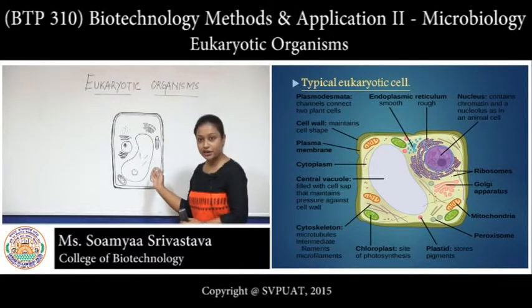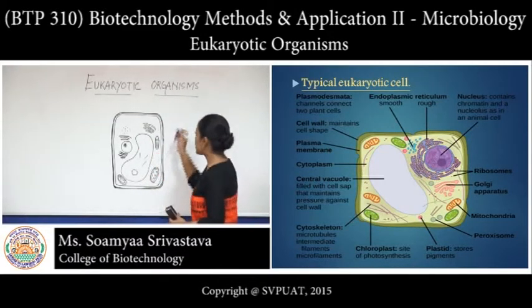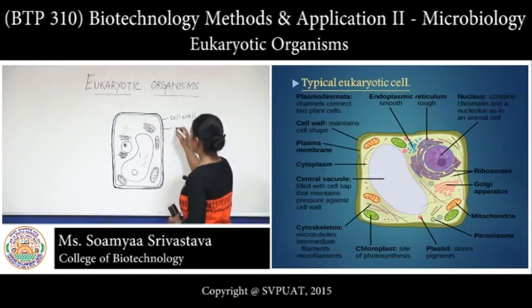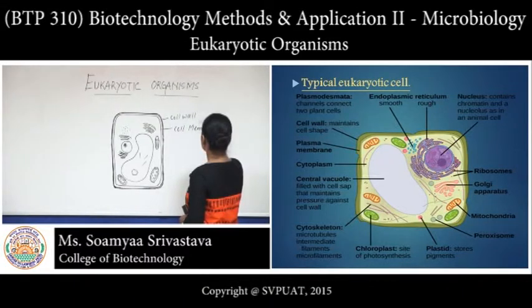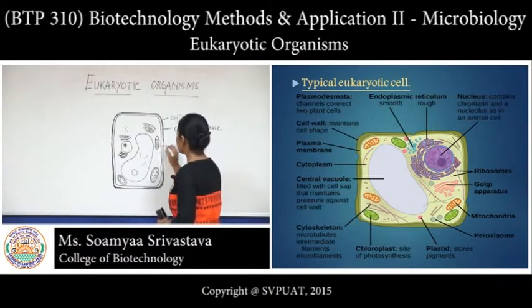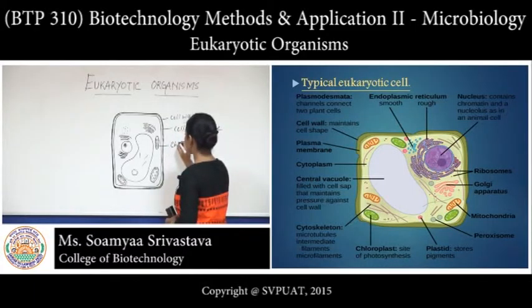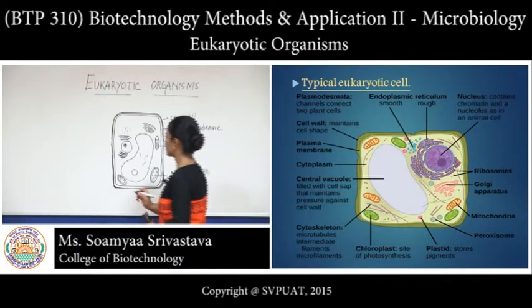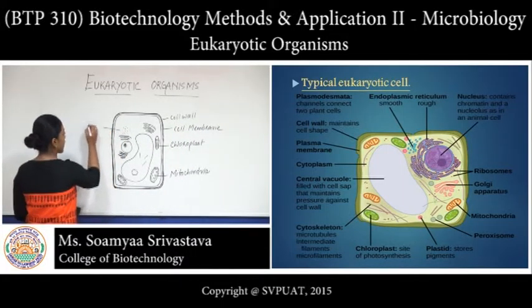This is a typical eukaryotic cell, and in this we will have a look at the structures. This is the cell wall. The inner membrane is the cell membrane. These small, rounded structures are the chloroplasts. Then we have mitochondria. We have ribosomes.